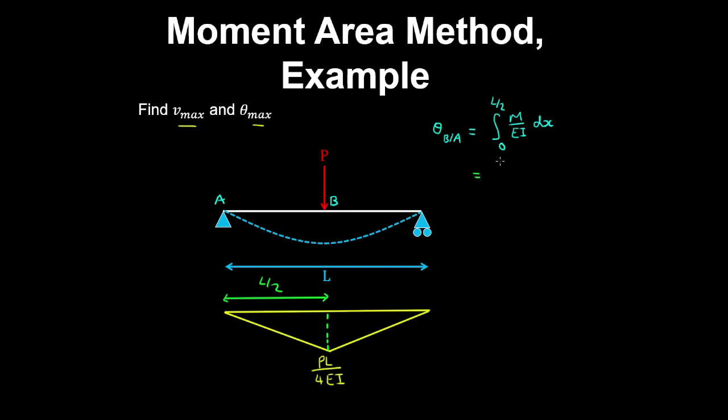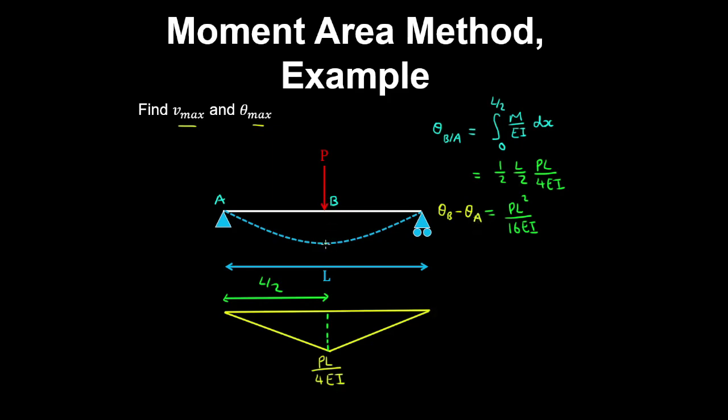the area is 1/2 by the base of the triangle by the height of the triangle. So that gives PL squared on 16 EI. And as we know, that's theta B minus theta A.